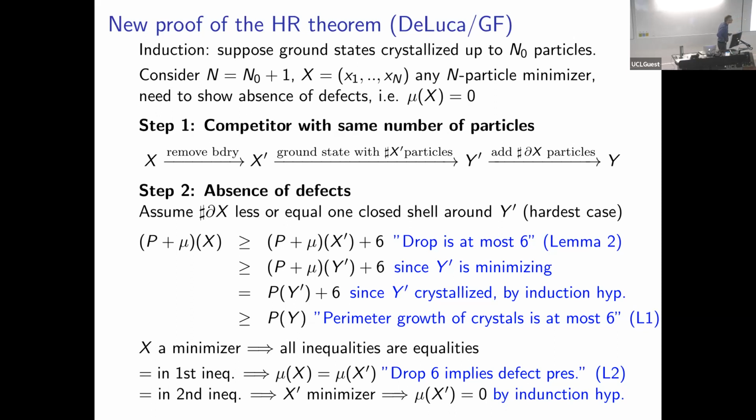So that's really then the proof. Simultaneously doing this chain of 4 inequalities. The drop is at most 6 when you remove the boundary. Then you get a bigger or equal when you replace by a minimizer with fewer particles, of which you know it's crystallized. And then you add back a closed shell, and the growth of the perimeter is at most 6. And then by this being minimizing, everything is equalities, and you control the defects and get zero. To me, that's a transparent argument that also ties in with the philosophy of defects versus perimeter and how they interplay.